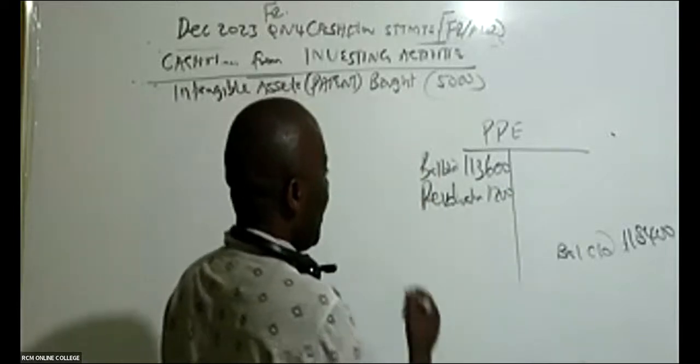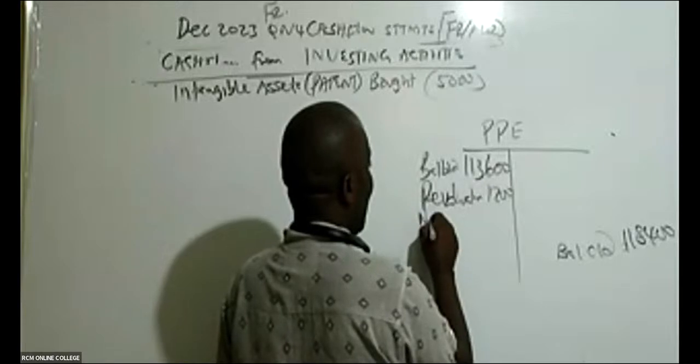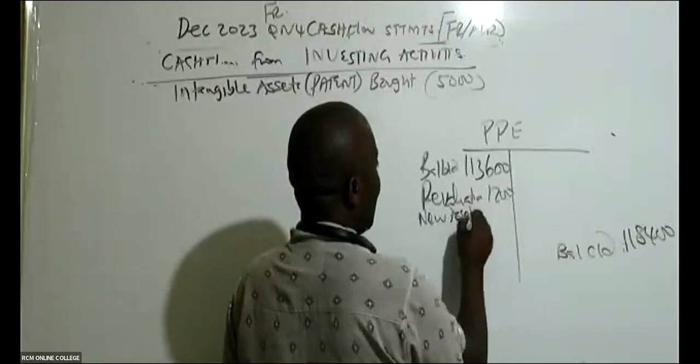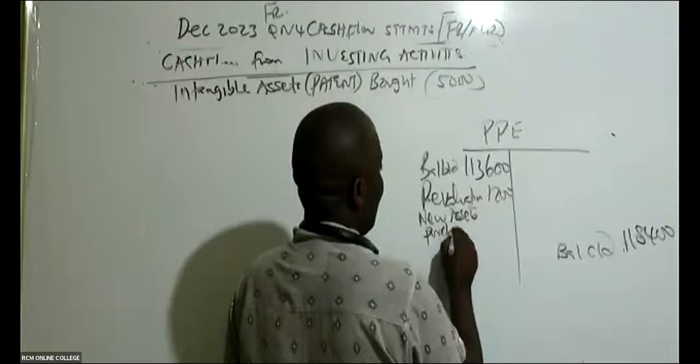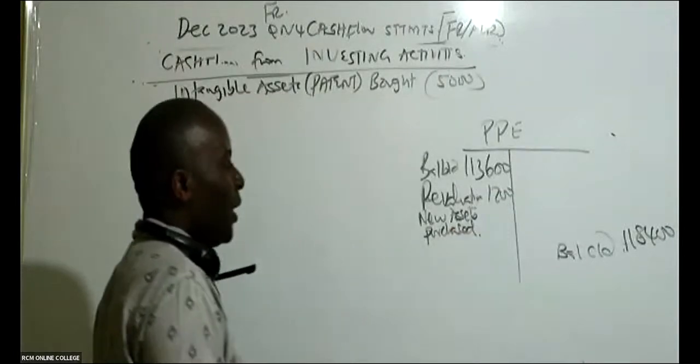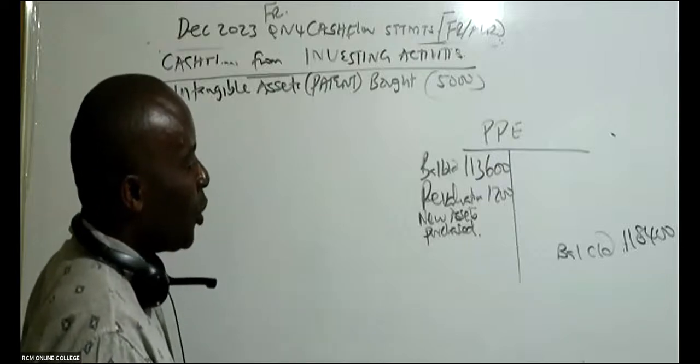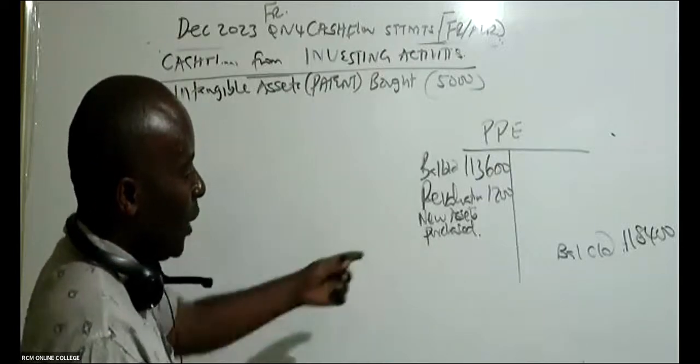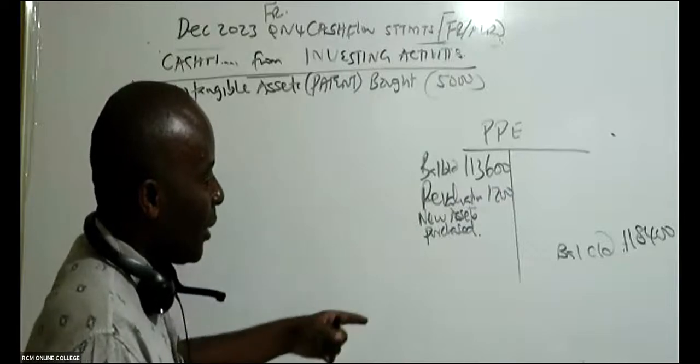And then perhaps we purchased new assets. They haven't told us how much the new assets purchased were worth. This is what they would want us to calculate. This is their abracadabra.